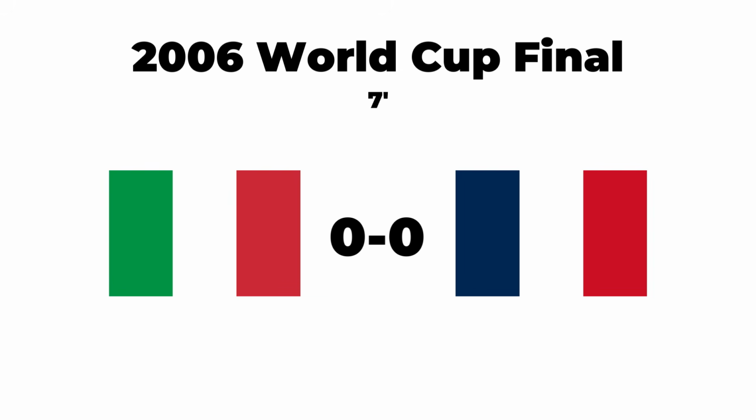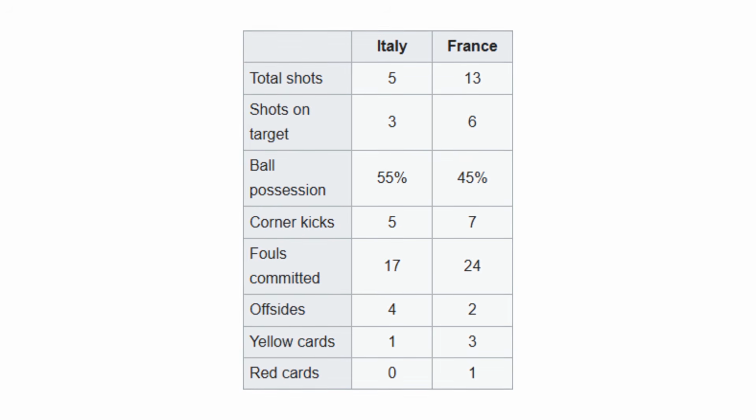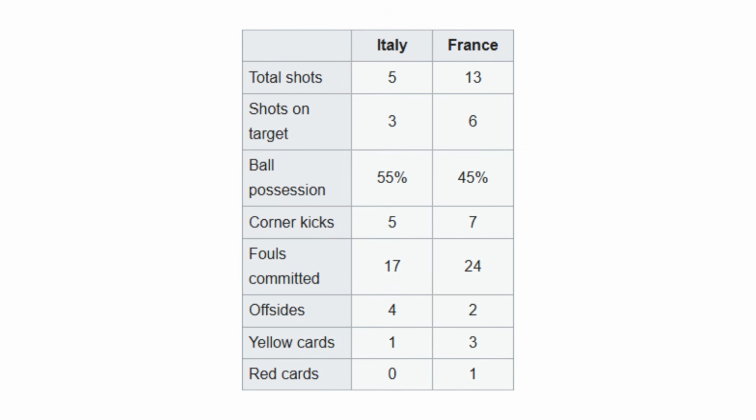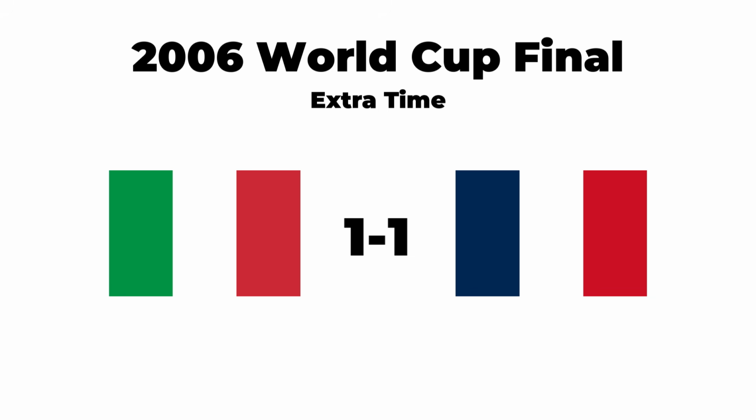Just 7 minutes in, France won a penalty. Zinedine Zidane took it and scored with a lob that hit the crossbar on the way. However, Italy's Marco Materazzi headed the ball in just 12 minutes later and equalized. From that point, the game was roughly equal, with a few chances between each team. With the score still at 1-1, we had the extra time.